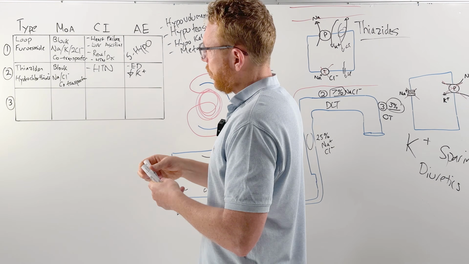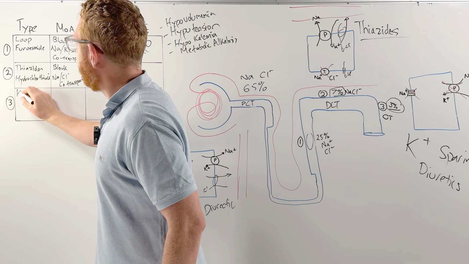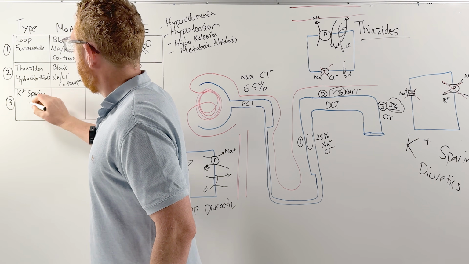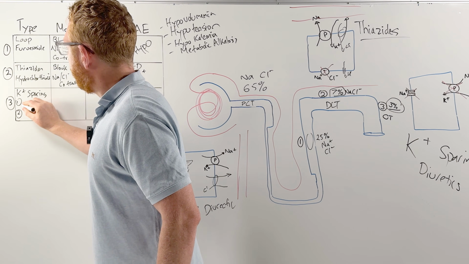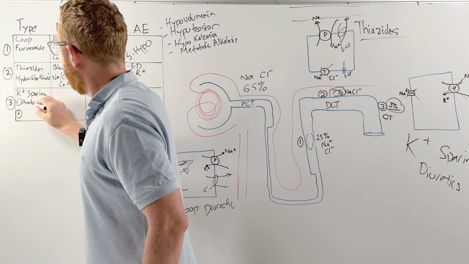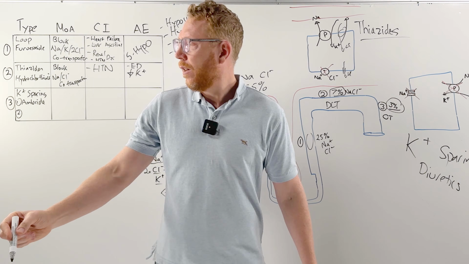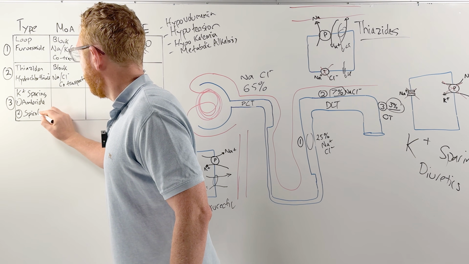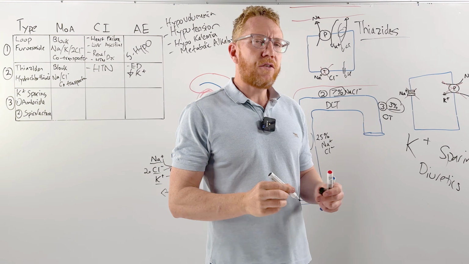Now the names of these drugs, so I'll write it down here. So the category is potassium-sparing, but the two subtypes, 1 and 2, is amiloride. Amiloride works by blocking the sodium channel, and spirolactone works by blocking the effect of aldosterone.